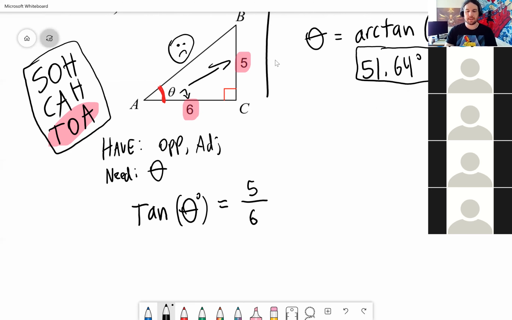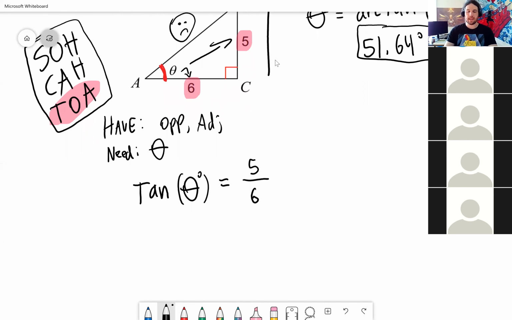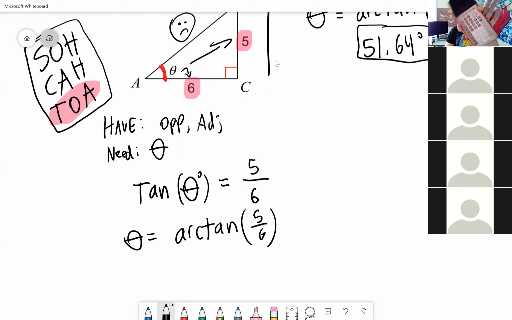So tangent theta equals 5/6, and hopefully it makes sense that just like there is a sine inverse and a cosine inverse, we get theta equals arc tangent of 5/6. Which again, on the calculator, it really wants me to charge this battery. Arctangent 5 divided by 6, I got 39.8 degrees.